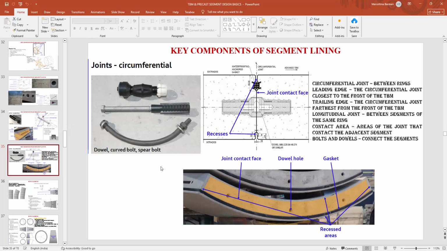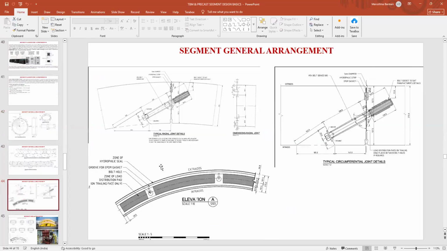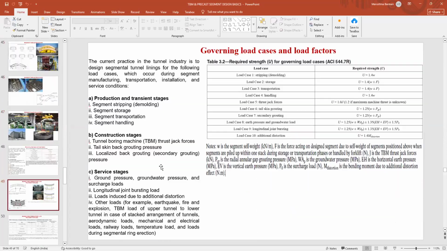Because in the cross passage location, the segment opening is temporary, is there any function of the bolt there? Yeah, I will show you. This is a very interesting thing. I will show you.